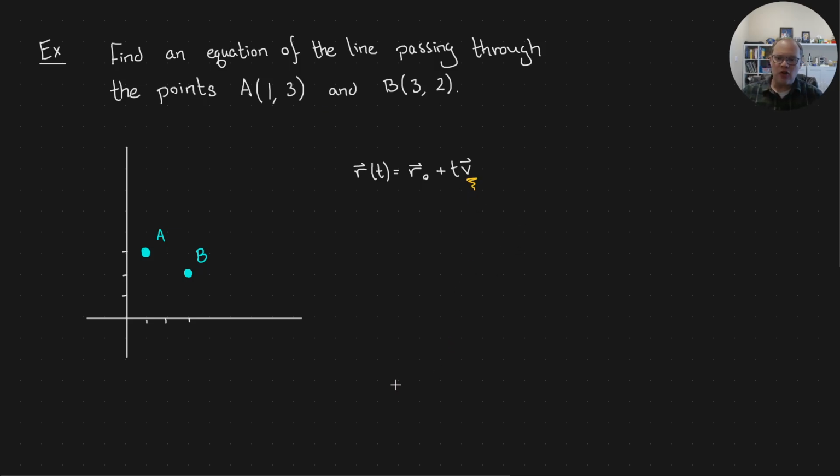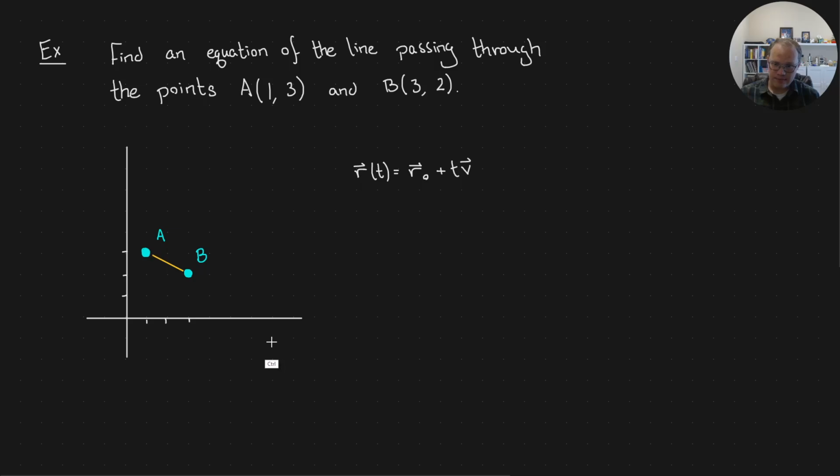Now I need a vector parallel to the line. Easiest way to do that would be to find the vector pointing from one point to another. So I could either find the vector pointing from A to B, or find the vector pointing from B to A. Again, we have choices here, and they are all good. As long as I have a vector parallel to the line, I will get the correct equation of a line when I'm done.